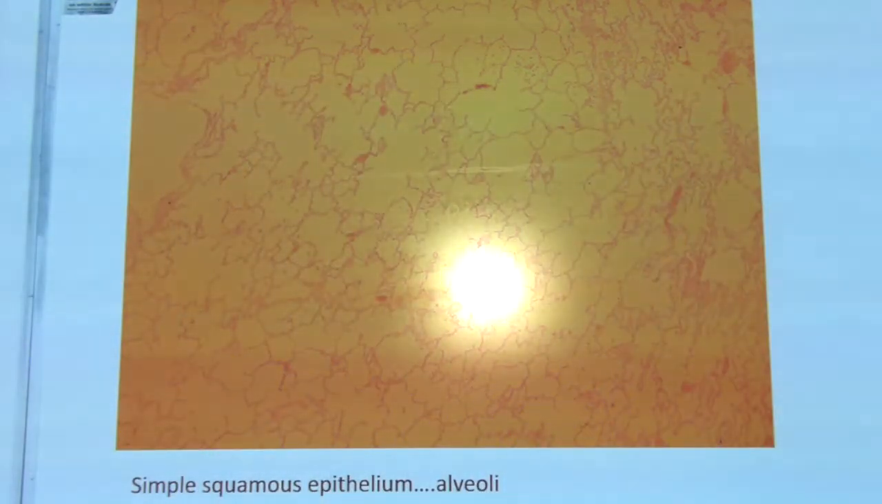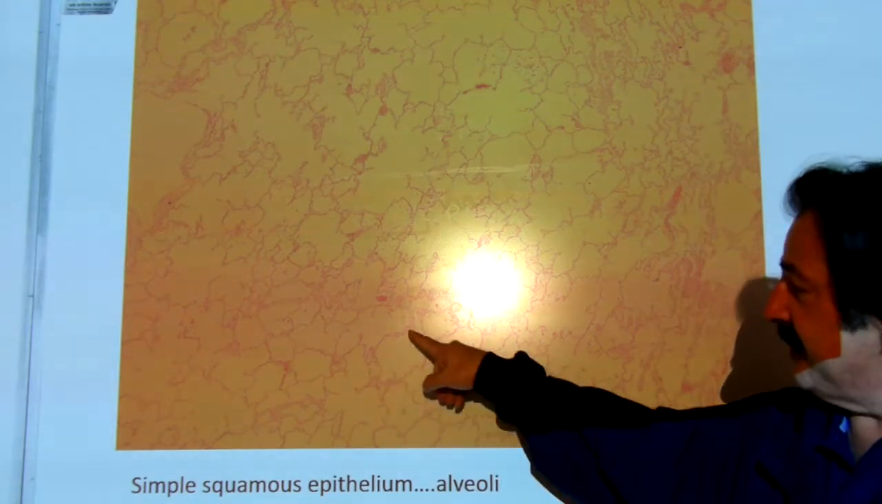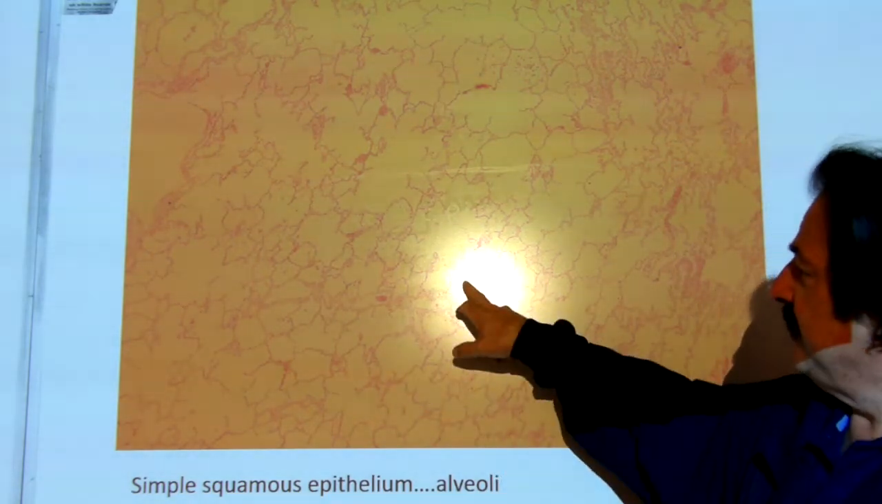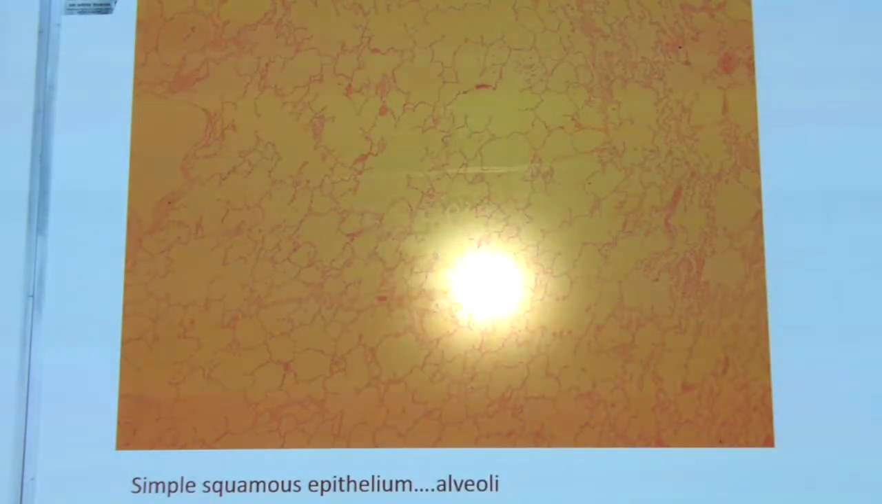All right, so this is simple squamous epithelium found in lung, the alveoli. And you have these perfect round circles right here, not perfectly round, but they're round. You'll notice that some places the circles are not complete. Let's blow up the picture for you.